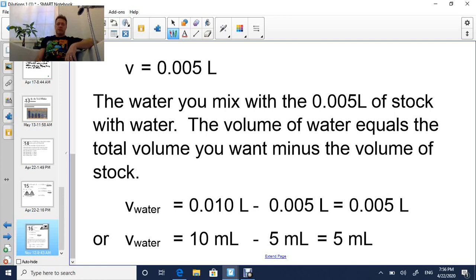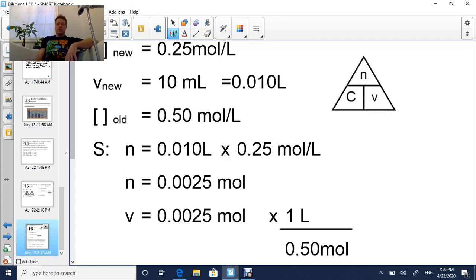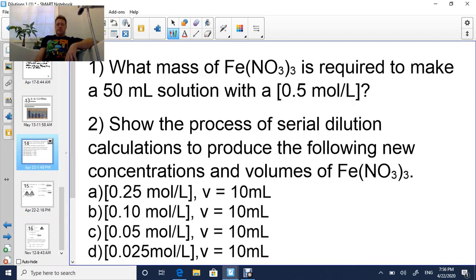So this calculation that I just went through, this last one, is the one I want you to do for the next 3. Only this time, your stock, so the old, is going to end up being this one, and your new is going to be right here. And it's going to just keep going. So then this will become your old, and this will be your new. And then this will be your old, and that'll be your new. So 3 calculations, and then send them off to me.